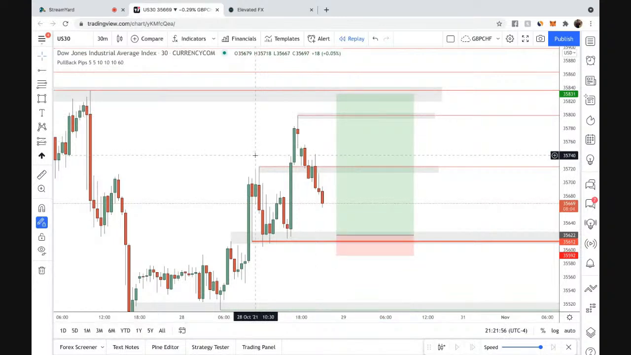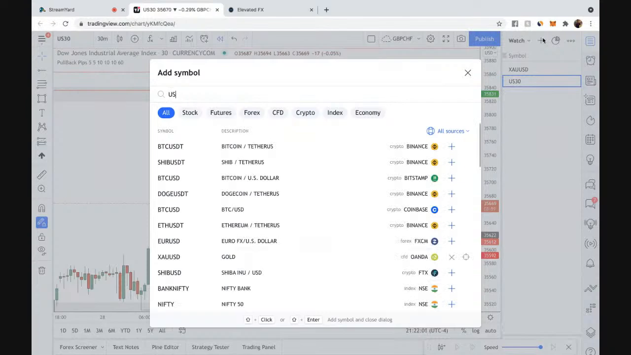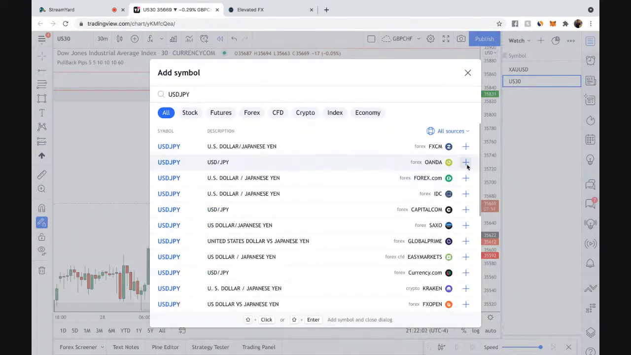All right. I'm just going to let you guys in on the two keys that I'm looking at with gold and US30. Now let's see what you guys are looking at, right? So someone mentioned USD JPY.